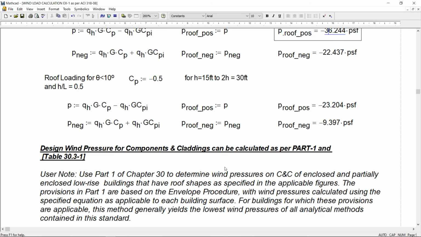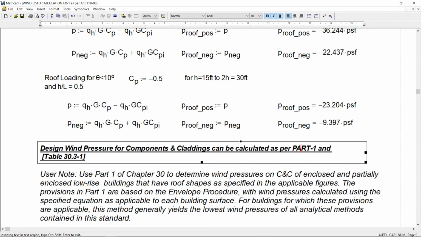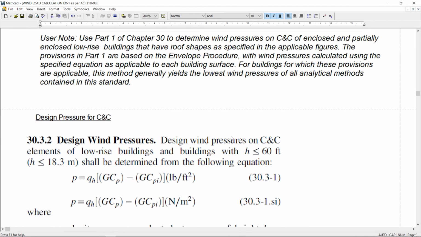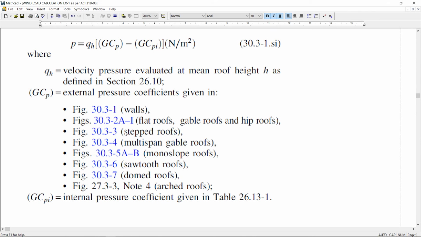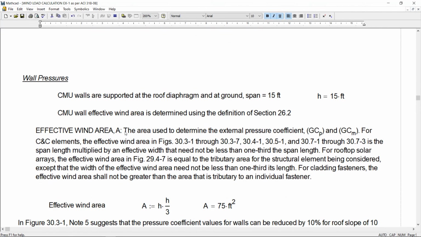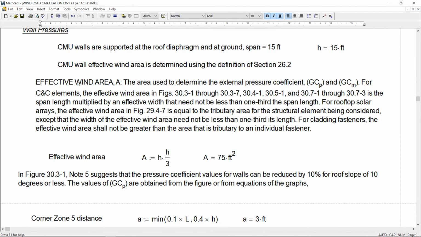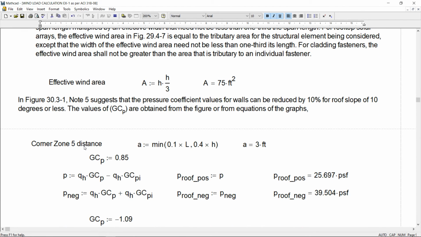As per component and cladding, we are using part 1 as I explained before, and the values calculated. The wall is calculated as per figure 30.3-1, and here is the calculation. In this figure 30.3-1, the effective wind area is defined as H multiplied by H by 3, which is 75 feet square, and there are different zones. Let's see what is figure 30.3-1 so that it will be very clear.